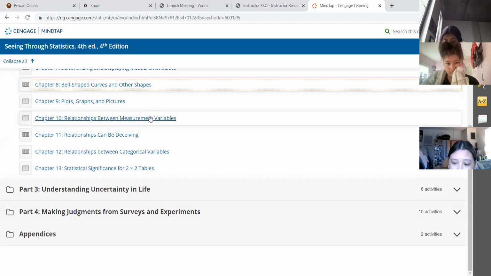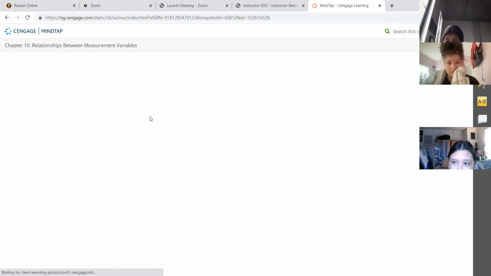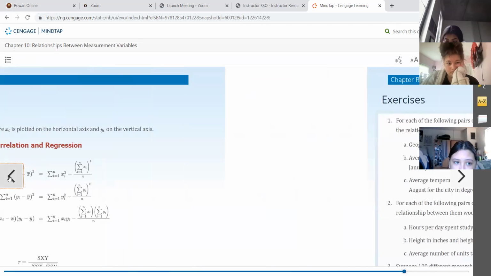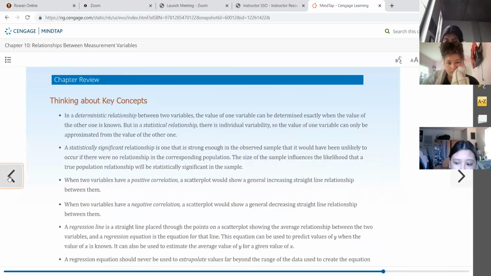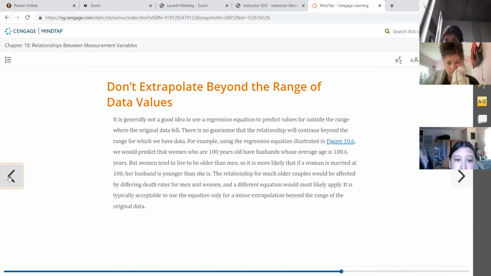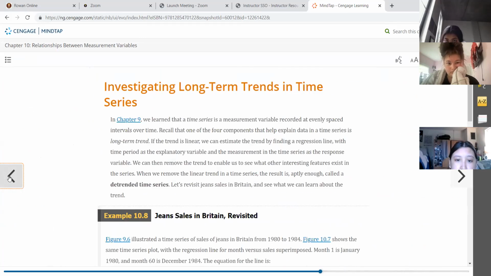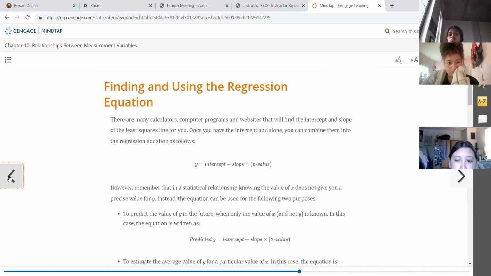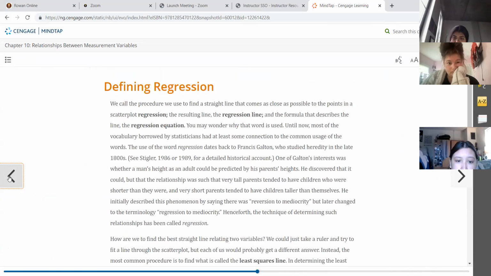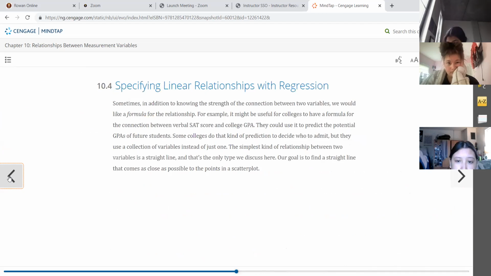Chapter 10, all right, relationships between measurement variables. This is where we would use our calculator. This will be the last thing I show you because we went over on our last class, chapter 12, right? I showed you how to do that. So that should be, but this is the one where you have 2 quantitative variables and we're comparing them, right? 2 quantitative variables, and we do this thing called regression.